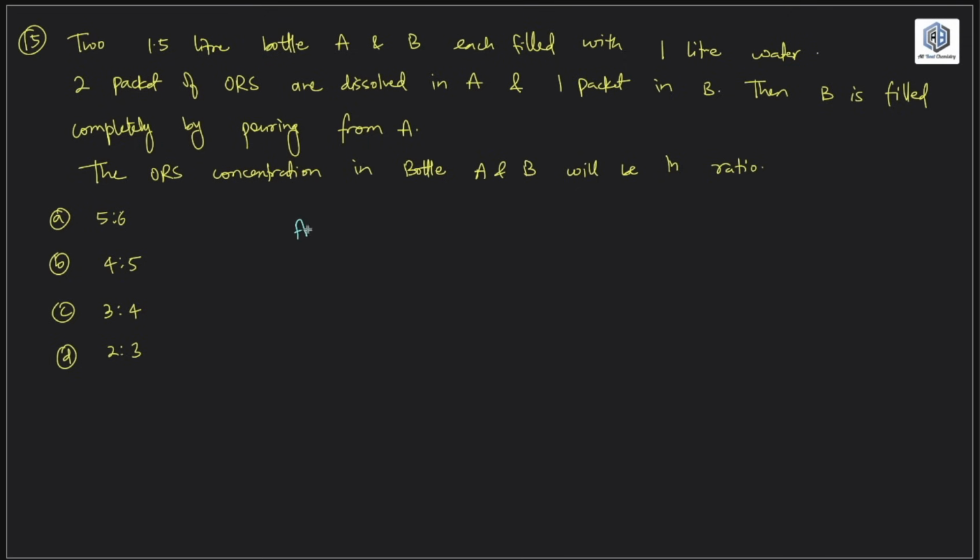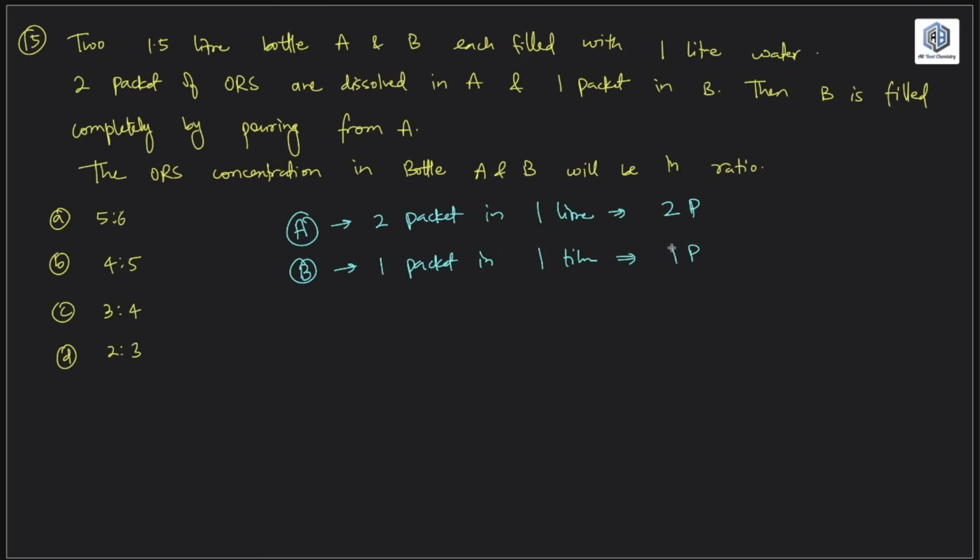So we have bottle A, which has 2 packets in 1 liter, right? And we have bottle B, which has 1 packet in 1 liter. So let's call this moles. The number of moles in 1 liter is molarity. In the same way, 2 packets in 1 liter, let's give it a new unit, let's call it 2p. And for this it will be 1p. 2 packets in 1 liter is 2p, 1 packet in 1 liter is 1p.